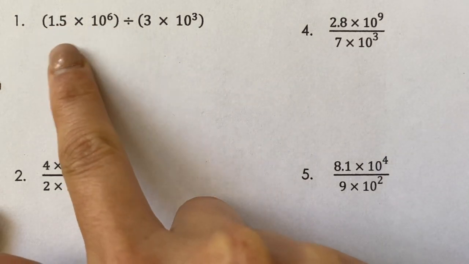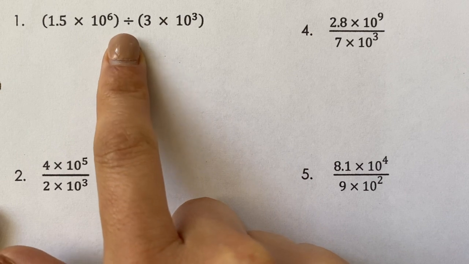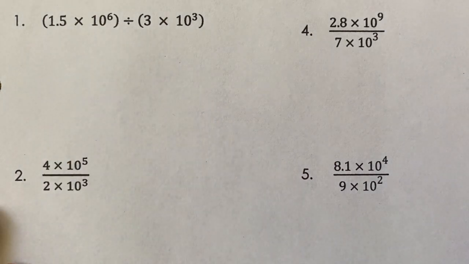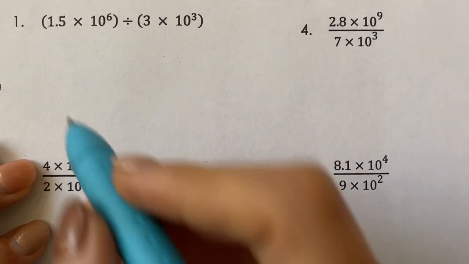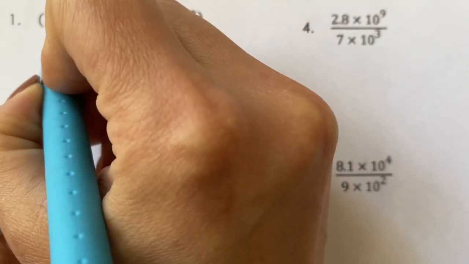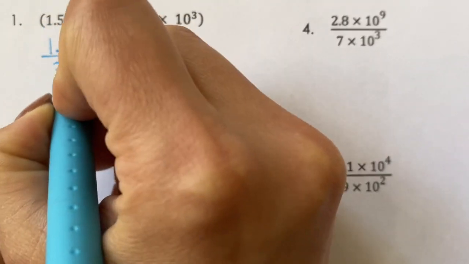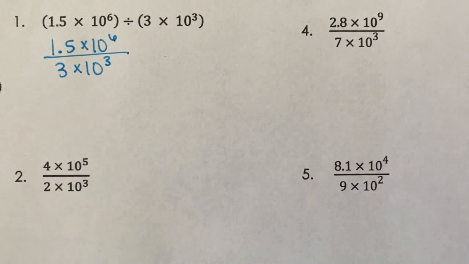So we don't like to have division written out. This is kind of an old school, well, not old school, I guess, more elementary way to write division. We're going to write it as a fraction. So we have 1.5 times 10 to the 6th power, all divided by 3 times 10 to the 3rd power. If you look at your steps, it doesn't say to convert anything to standard form. That's method 1. That's the longer way to do it. We are going to do it based on a shortcut.